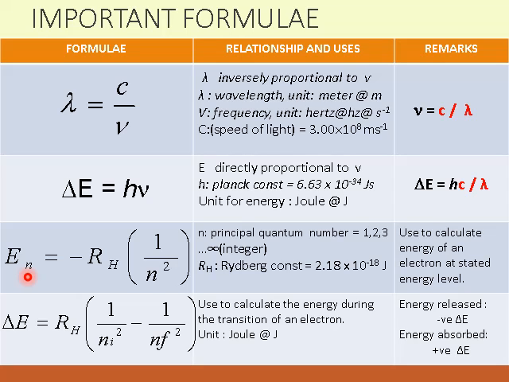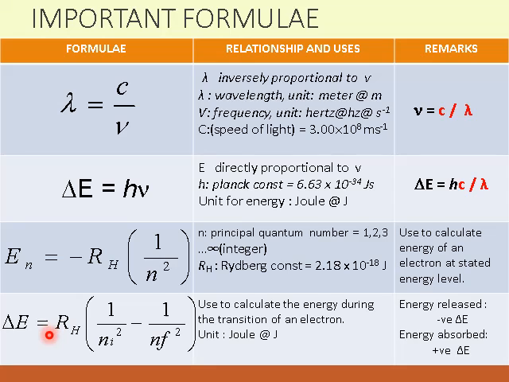When the electron is at a stationary state, we apply this formula: negative RH times 1 over n squared. n is the principal quantum number. It starts from 1 until infinity, and the constant has this value. This is used to calculate the energy of an electron at a stated energy level.